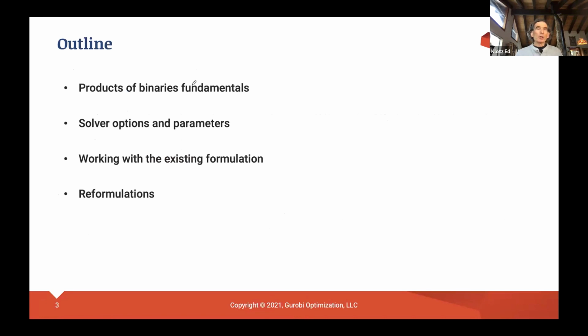Today, we'll start by going over some fundamental concepts that are useful for models of this type. Then we'll adopt a three-prong approach, which I think works for most difficult combinatorial optimization problems. The first approach is to look at solver options and parameters to improve performance. If that doesn't work, we look at the existing formulation and try to tighten it or do something with it to make it solve faster. And if that doesn't work, we go to the more time-consuming approach that can also yield big dividends, which is to actually look at alternate formulations that solve faster.